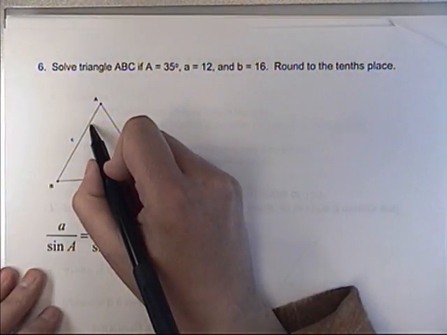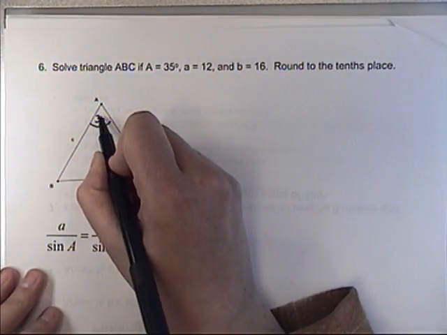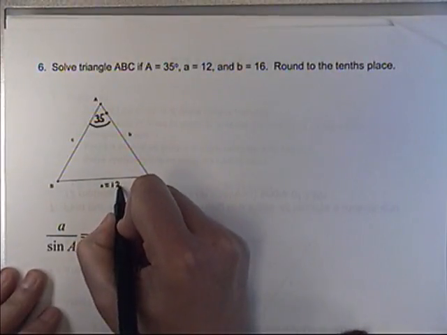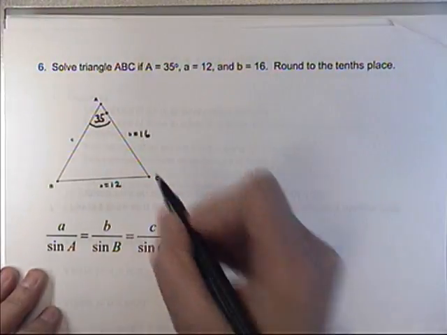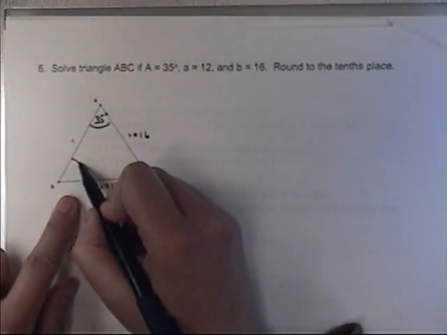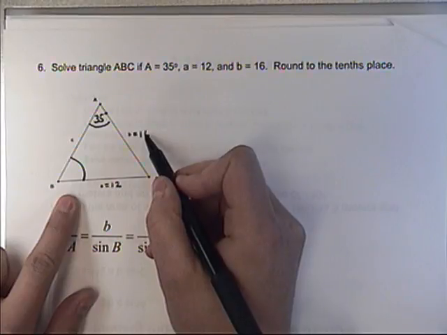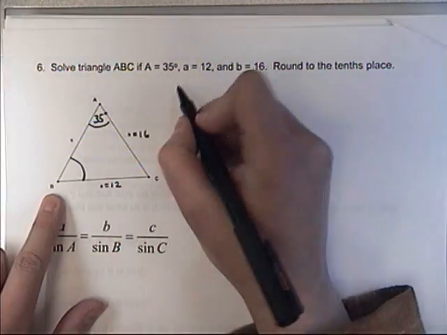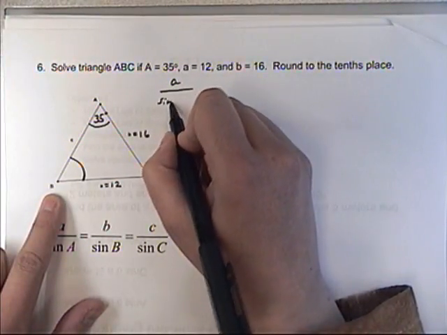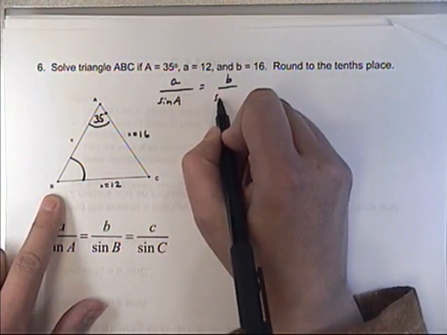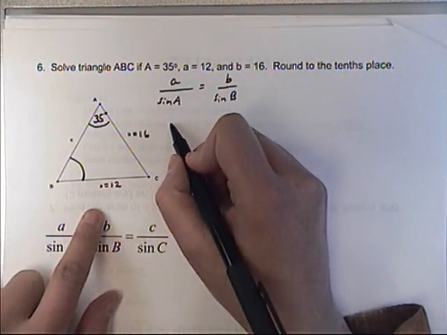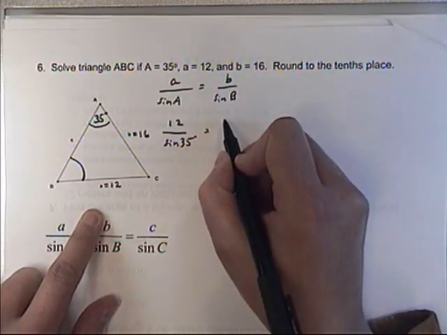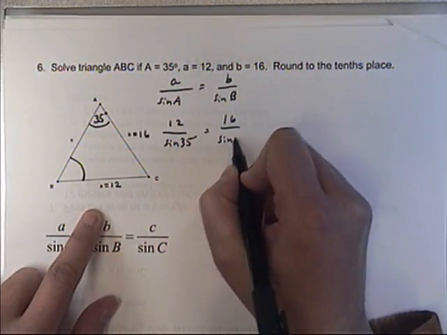This carries over from example 4, where we had to figure out different situations that could exist. So I'm going to start by finding angle B, because I have angle A and side B, and I would then find angle B with these two and then those two. So I'm going to start with A over sine of A equals B over sine of B. Okay, so I have 12 over the sine of 35 degrees equals 16 over the sine of angle B.